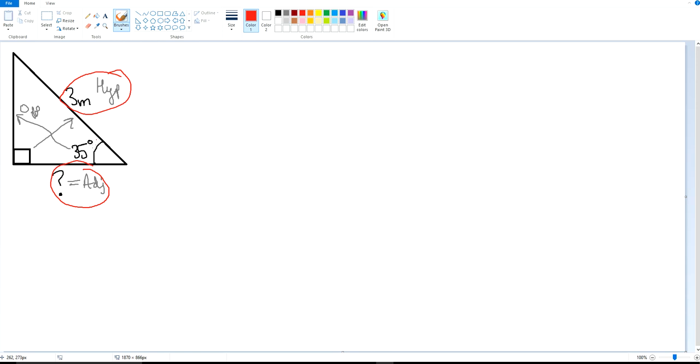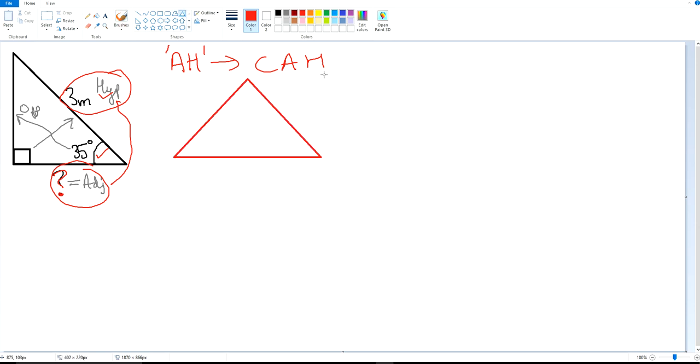Okay, so in our question we know the angle, we know the hypotenuse, and we want to work out the adjacent. Because our question is connected between the adjacent and the hypotenuse, the A and the H make the sound A, and that A comes from the CAH in SOHCAHTOA. So now we can draw a nice little triangle to help us start the question.